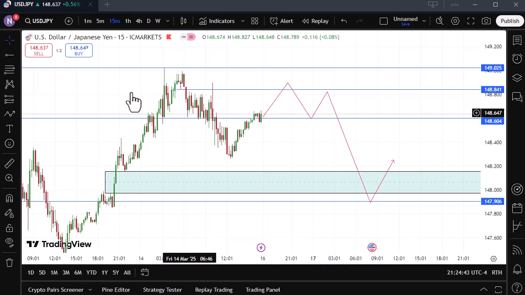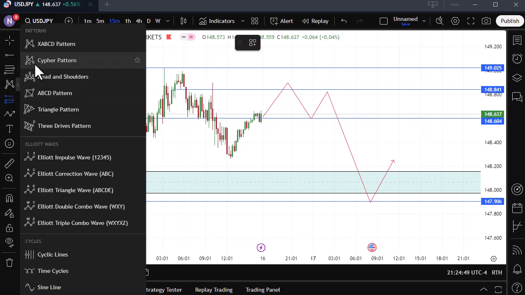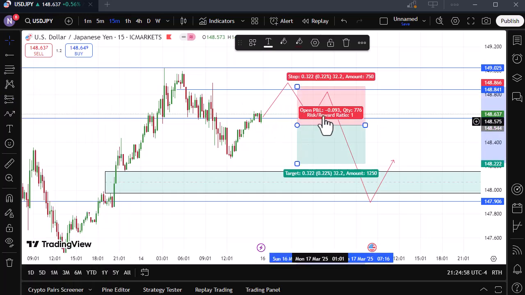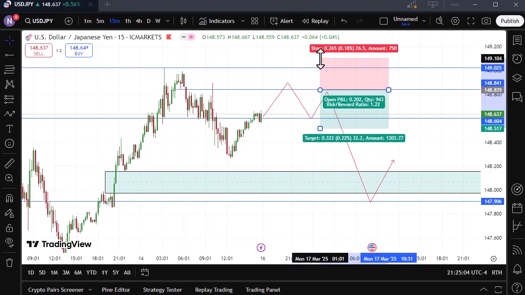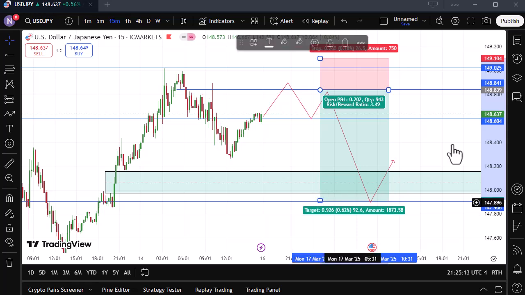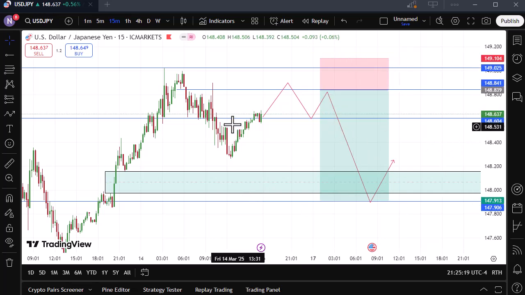This is our expectation. So we will draw the path for this short position. We'll draw a short position for this trade. We expect the market to come somewhere here. Our stop loss will be the high of this one, and our take profit will be down here. It's like 1:3, our risk ratio is 1:3. Alright, this is our expected trend movement for Monday.